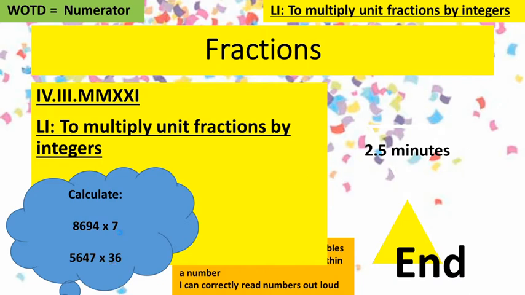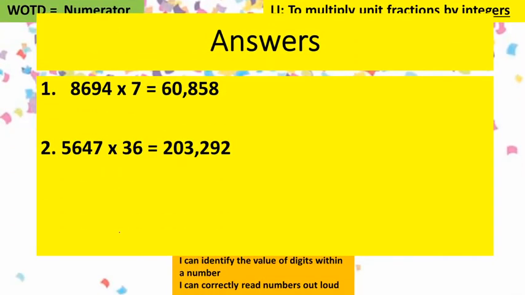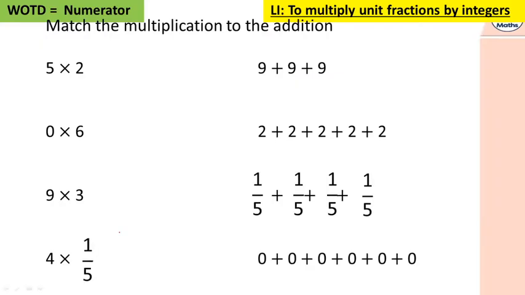Okay, so let's have a look at those. So 8,694 multiplied by 7 is 60,858. 5,647 times 36 is 203,292. So well done if you got those. If you aren't getting these starter questions right, remember you can always ask about them in the help session if you've forgotten how to use certain operations. That's absolutely fine.